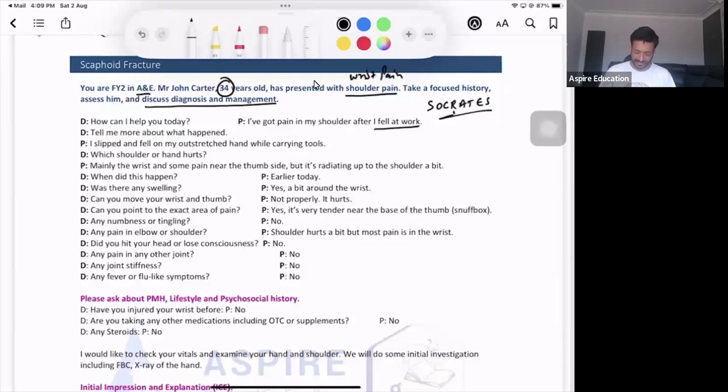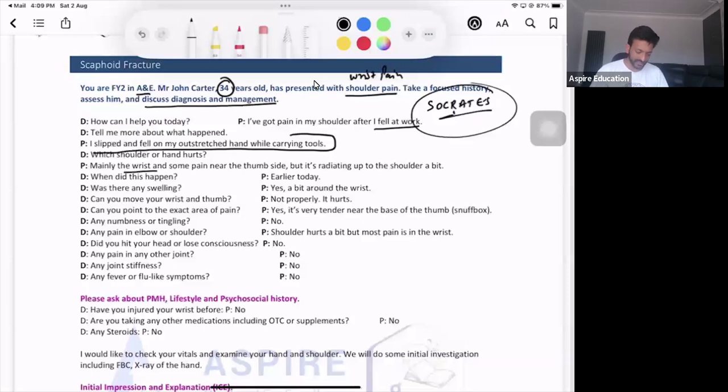So the patient is telling that I slipped and fell on my outstretched hand while carrying the tools. This is very important. Whenever you are in the direction of making a diagnosis of scaphoid fracture, the main thing that you will see is the patient falling on the outstretched hand. That is very, very important. That is mainly going to take you towards the diagnosis of scaphoid fracture. So you will just complete your Socrates.